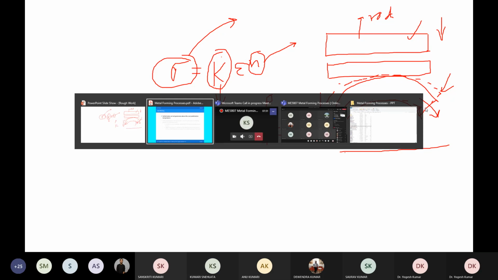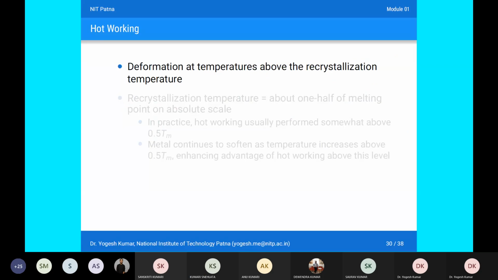So, hot working processes, as the name indicates, are carried out at above room temperature, and normally the recrystallization temperature for most metals is about half of the melting point. So you can say it is 0.5 times the melting temperature.